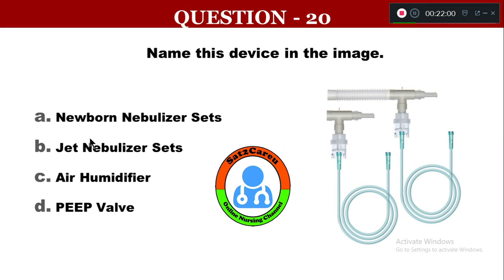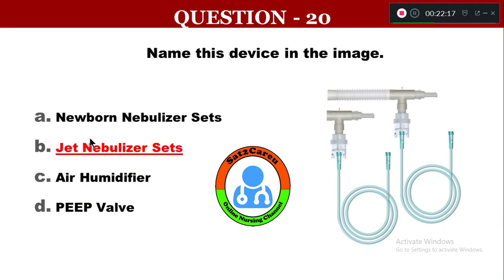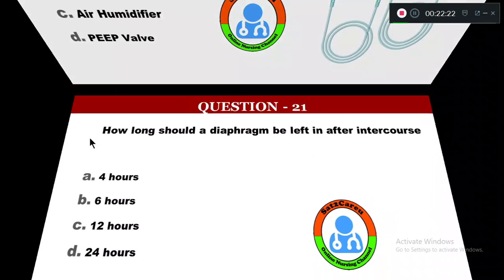Question number 20. Name the device which you are seeing in the image. Option A, newborn nebulizer sets. Option B, jet nebulizer sets. Option C, air humidifier. Option D, PEEP valve. So this type of device is called jet nebulizer sets. Jet nebulizer sets.